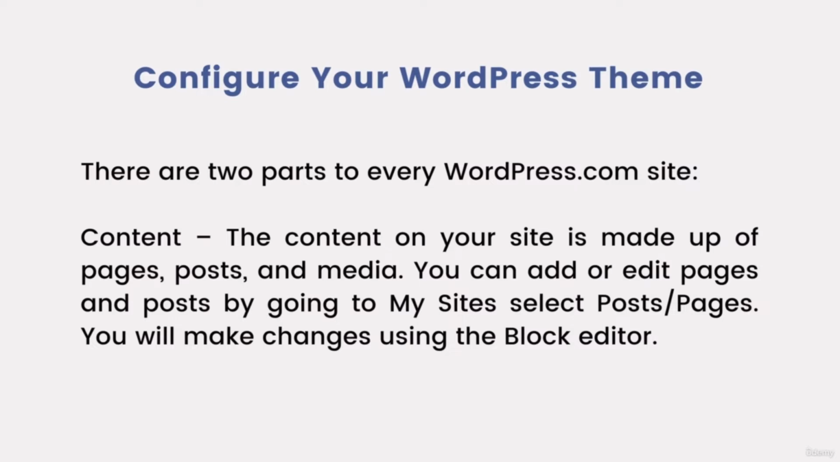How to configure your WordPress theme? There are two parts to every WordPress.com site. Number 1. Content. The content on your site is made up of pages, posts and media. You can add or edit pages and posts by going to My Sites, select Posts or Pages. You will make changes using the block editor.